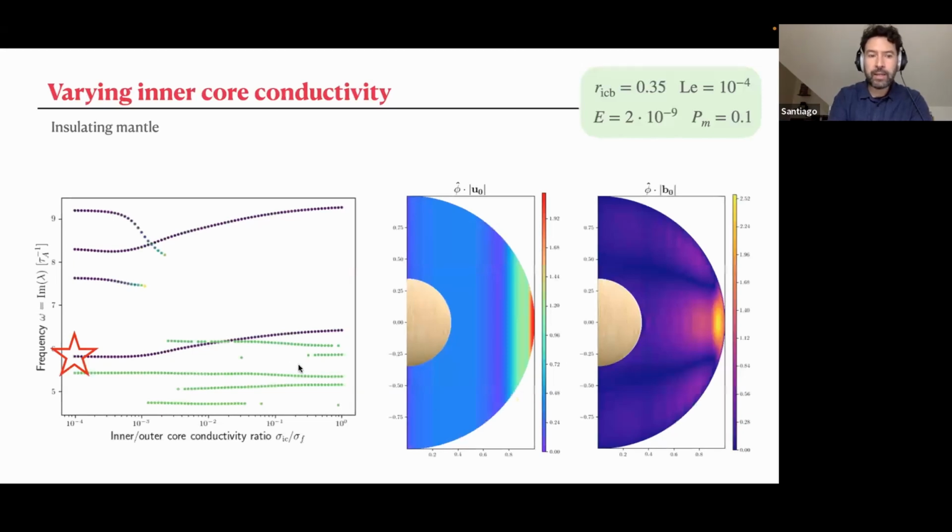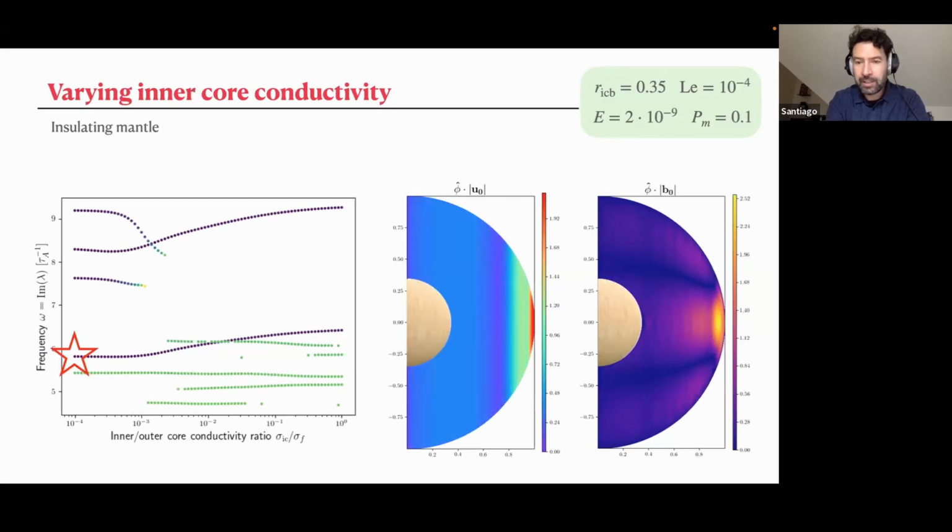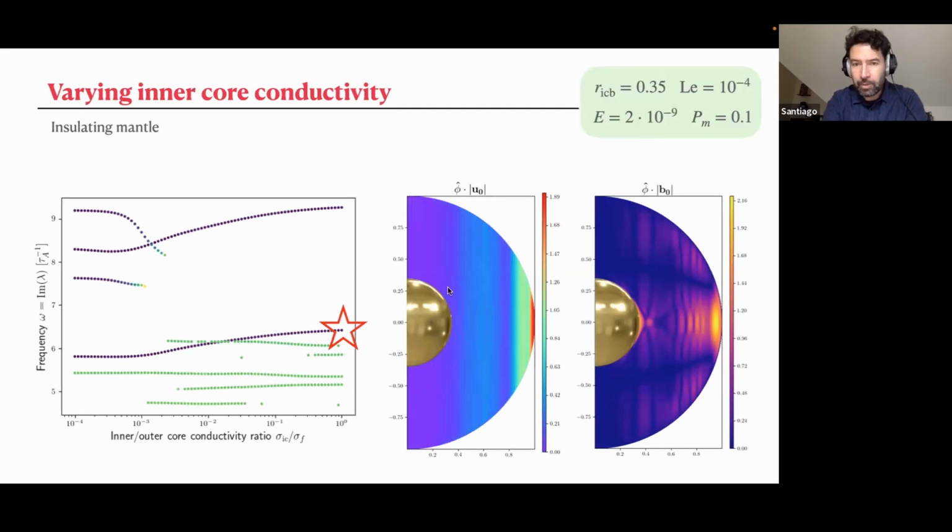And this is how the modes look. I'm showing here with a star the mode, and this is how the azimuthal velocity looks, and this is how the azimuthal magnetic field looks. This is for an insulating core, which I drew with a wooden texture to remind you that it is insulating. And this is what happens when the core is conducting. So you see very interesting changes. Note that the intensity of the flow is pushed away from the inner core, and there is an intense patch of magnetic field near the inner core boundary.